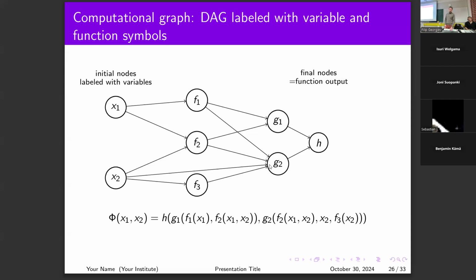And after that, G2 suddenly realizes that all its parents now have been computed. So it can compute its own output. Same with G1. So on time step 2, G1 and G2 compute their outputs. And on time step 3, H computes its output. And we have the output of the entire function. 3 time steps, even though we have many more nodes. And this is the power of parallel computing. And the reason it's possible is because we can do this locally.